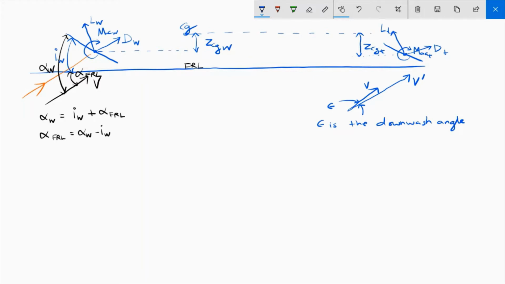And so this DT and V prime are going to be parallel to one another, although that doesn't seem to be the case in my sketch here. But you should understand that the drag has to be parallel to the local relative wind. So this DT and V prime are parallel to one another. Same direction.